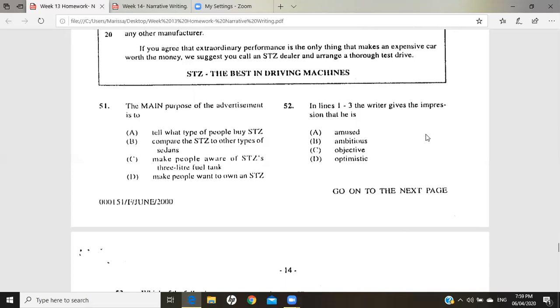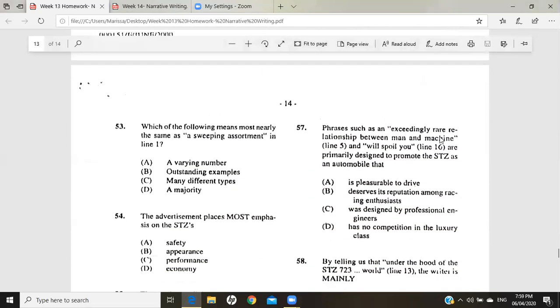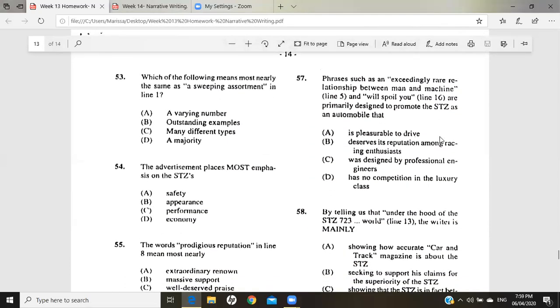He uses the word enthusiastic. So how is he? If you are enthusiastic, then you're feeling what? Amused or optimistic, you hope. Excited. A, amused. Because if you're enthusiastic, you are extremely happy, you are amused by what you are describing. 53 says, which of the following means most nearly the same as a sweeping assortment in line 1? You remember, if you have an assortment of something, it means that you have what? Many different kinds. So the best answer would be C, many different types.